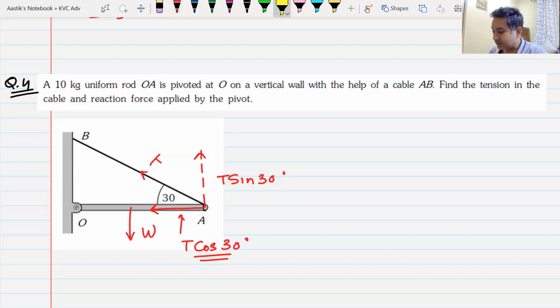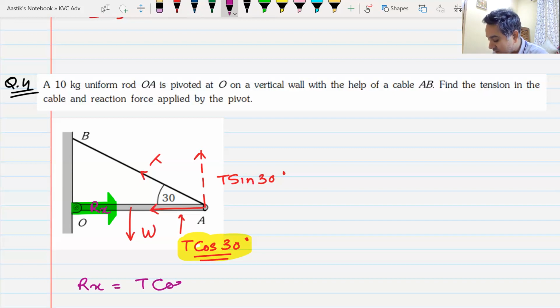Now remember, the net force on the rod should be 0. Who is going to balance this T cos 30? Did you think about that? So this has to be balanced by this reaction from the hinge. So this reaction would have an X component, and because no one else can balance this T cos theta, the reaction's X component will be T cos 30. Do we understand this? Yes, sir.